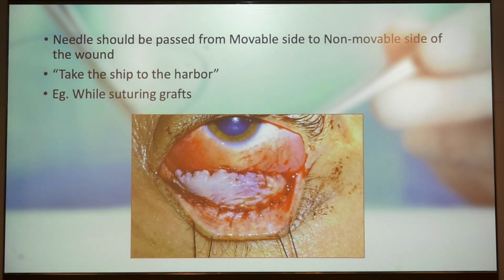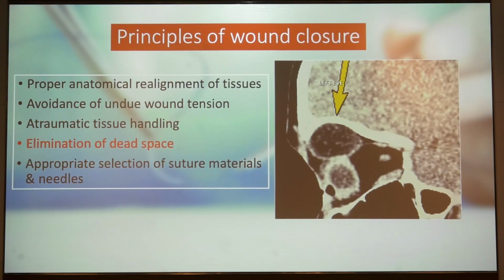Another thing is the needle should be passed from the movable side to the non-movable side. So for example, while suturing grafts like this hard palate graft, it's better to move the needle from the conjunctiva to the graft rather than the other way around. And it's important to align the tissues well, so that eventually there is an elimination of dead space, as well as you suture in layers, because when you remove tumors like this, they can cause a lot of dead space to be left behind, which can lead to accumulation of blood and serous fluid.